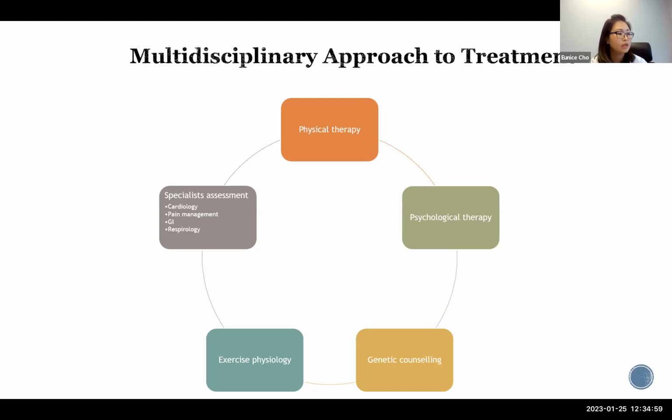and vice versa. So some of the things that you want to address are sleep disorders, autonomic dysfunction, chronic acute pain, deconditioning, psychological issues, and nutrition deficiency. So you really need a good care team involving physical therapy, psychological therapy, and also genetic counseling for younger patients who may plan on expanding their families.